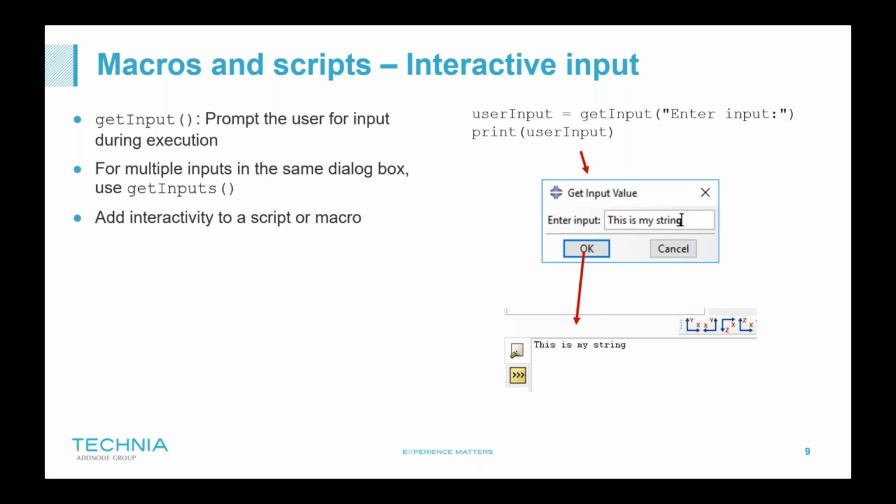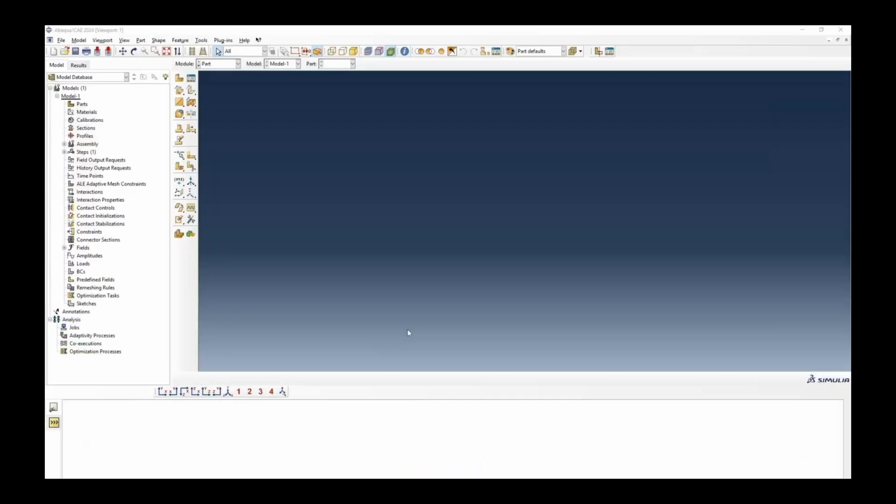In this simple example shown on the right, it takes the input provided by the user and stores it in the variable user input, and then it prints what the user just entered in the dialog. Perhaps not the most useful script, but you get the idea. And then there's a variant of the getInput function called getInputs with the S at the end. And this allows us to provide multiple inputs in one dialog box. And I will show how that might look.